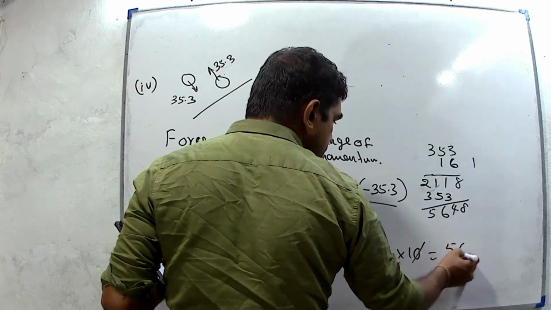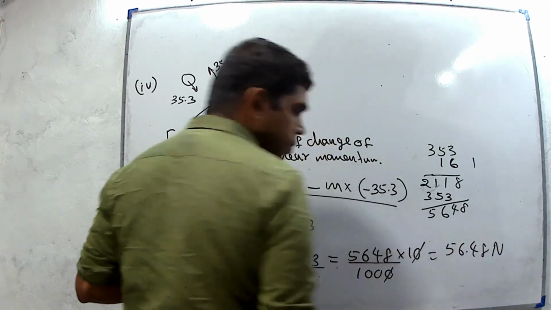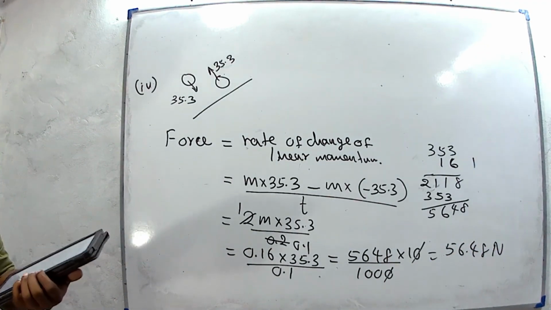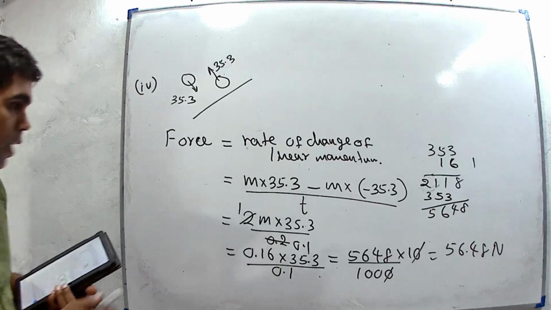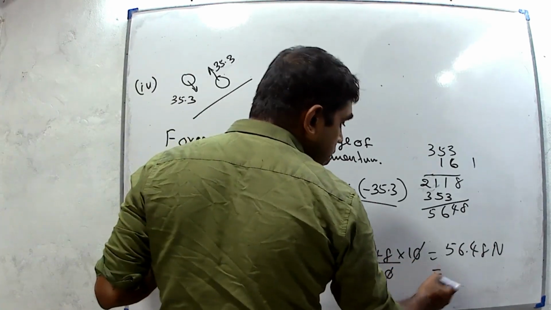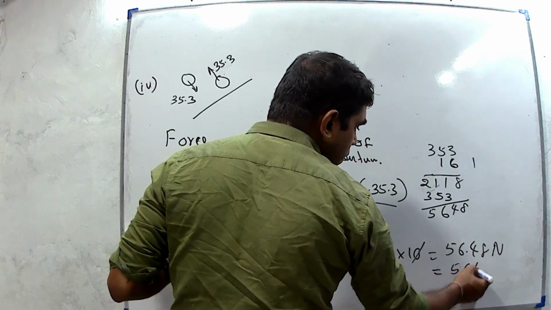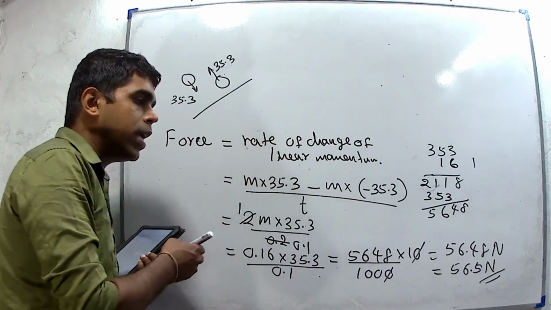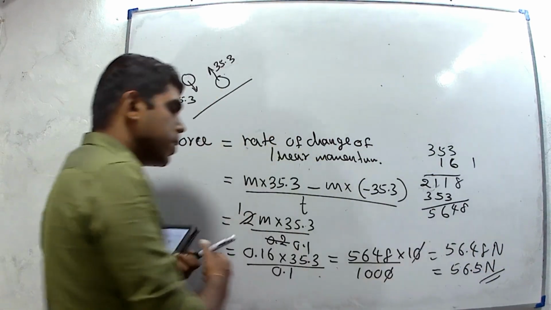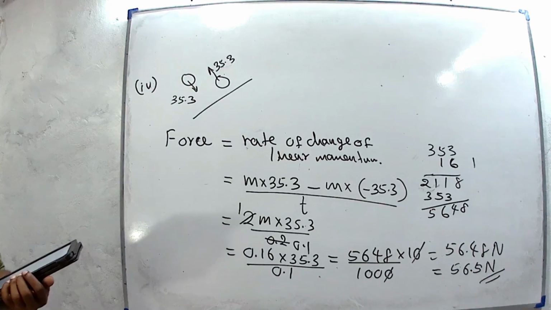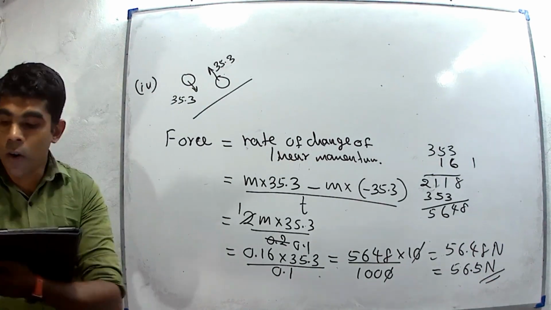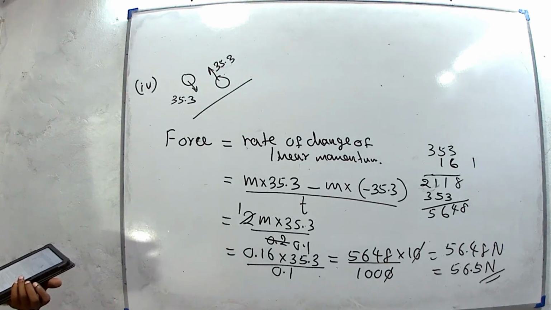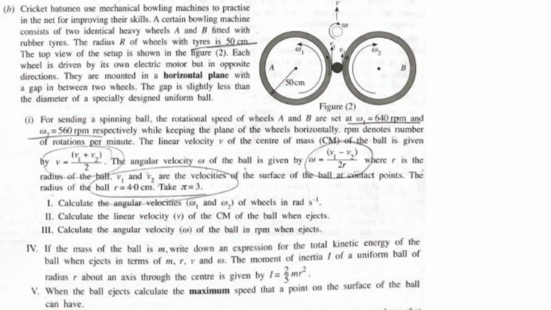Then 56.48 Newton. It is the force on bat. We have to give the answer to the correct first decimal place. 56.5. Removing number is 8. It is greater than 5. Therefore, we have to add 1 to the remaining number. 56.5 Newton. It is the force on bat, or we can consider force on bat equal and opposite to the force on ball.